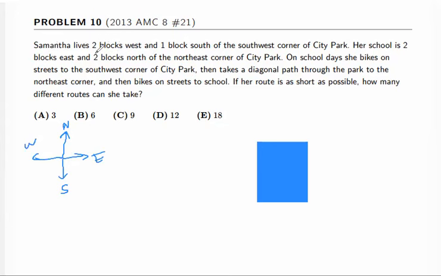If she lives 2 blocks west, from the southwest corner of the park. So this is the southwest corner, and she lives two blocks left. So I'm going to go 1 unit right here, and 2 units to the left, and then 1 block south. So that's something right there. Just imagine there are blocks like this. Okay, so let's say this is her house.